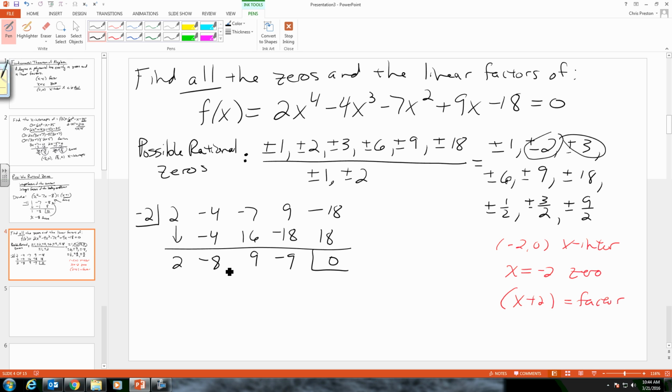Now, let's think about what I have here. I have 2, remember we dropped 1 power, 2x cubed minus 8x squared plus 9x minus 9. Well, I still can't factor that. If I set that equal to 0, I still can't factor. Remember, I'm looking for all the zeros. So since I looked at the graph and I said this had an x-intercept at 3, 0, then x equals 3 must be a 0, and x minus 3 must be a factor.